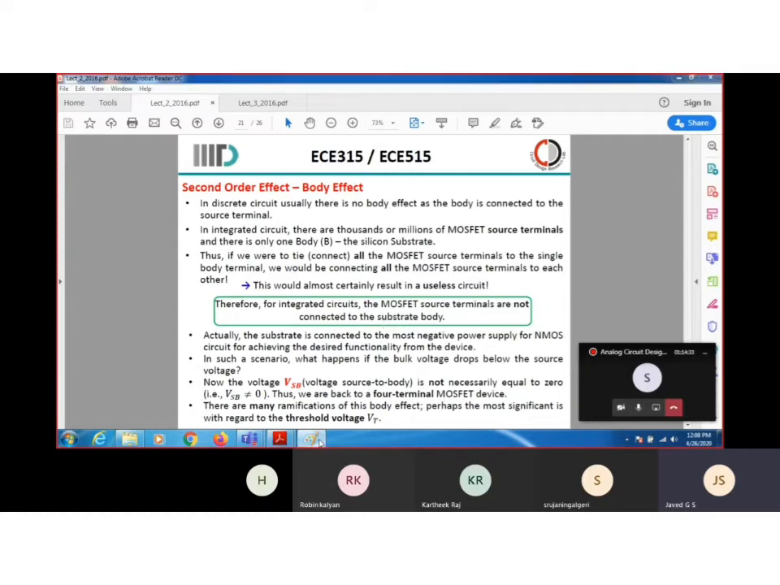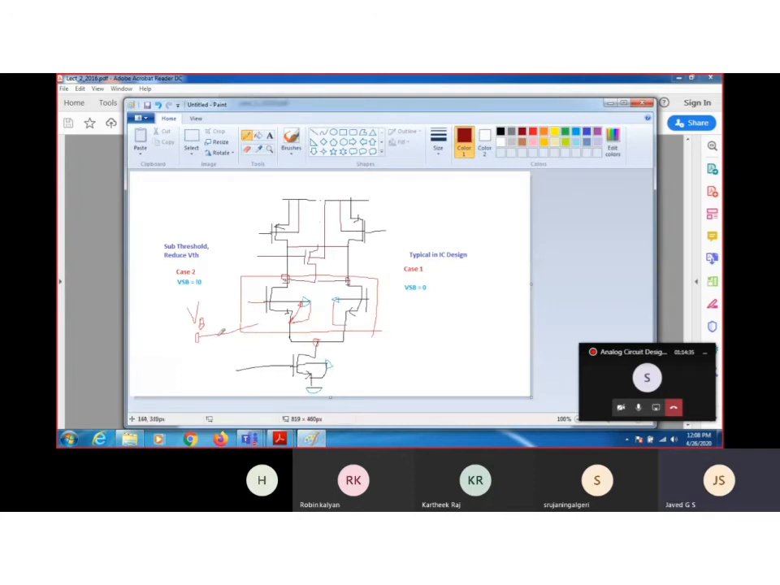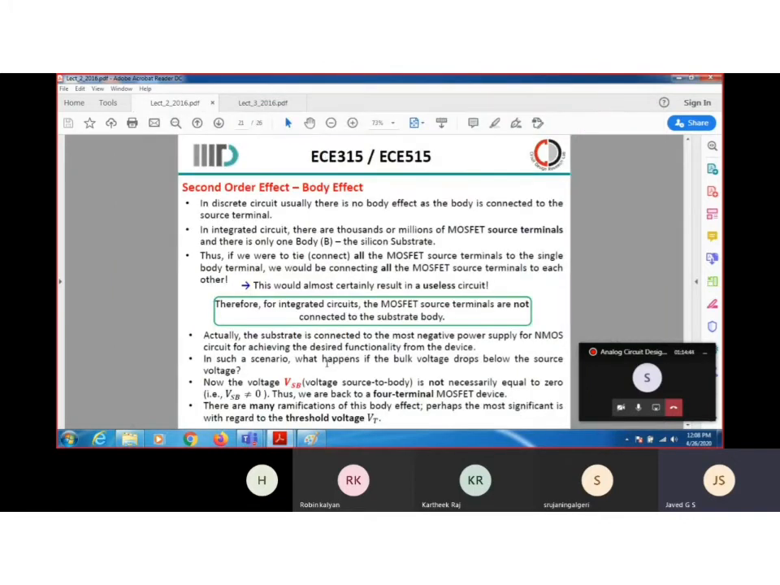So like what I was mentioning here, when you connect this terminal, apart from the regular 1, 2, 3, this will have the 4th terminal when it is not connected to 0. So this is the other terminal which is available. So there are many ramifications of this body effect. Perhaps the most significant is with regards to the threshold voltage. So let's go and see what happens to threshold voltage.